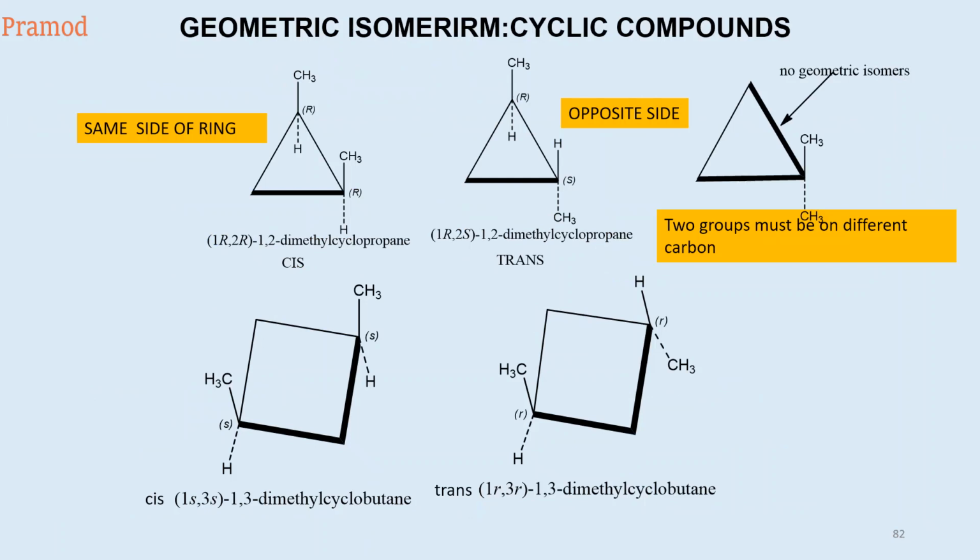Now let us see your cyclic ring structure. Cyclic structures also show geometric isomerism. That was for the double bond, and now this is for your cyclic structure. Now you have your dimethyl cyclic compound. This is of cis configuration. Why is it of cis configuration? Because your methyl groups are on the same side across the carbon-carbon bond.